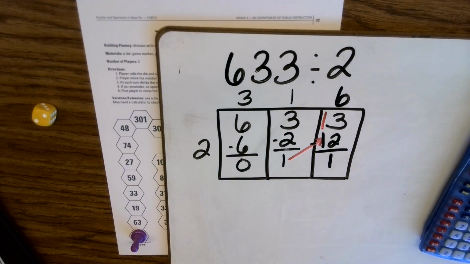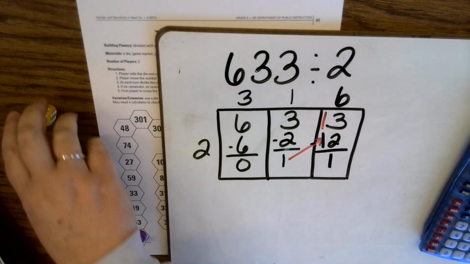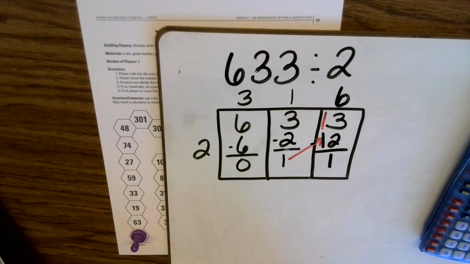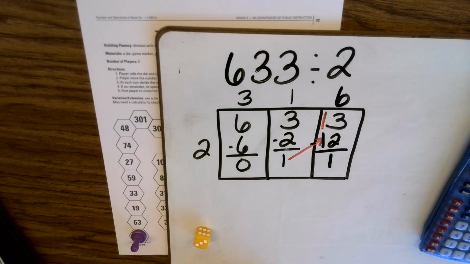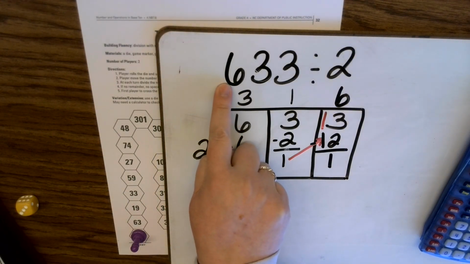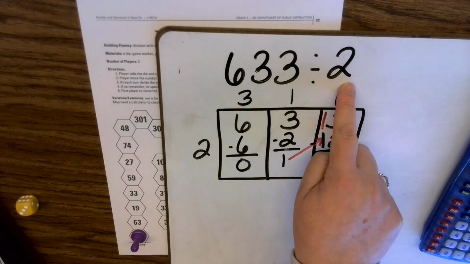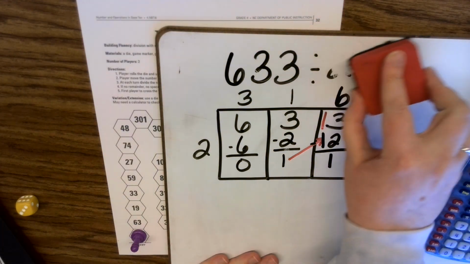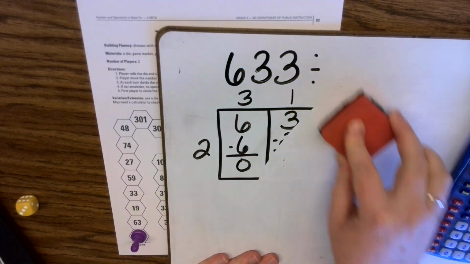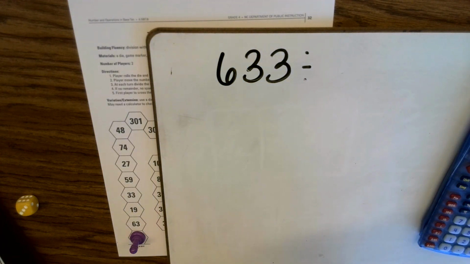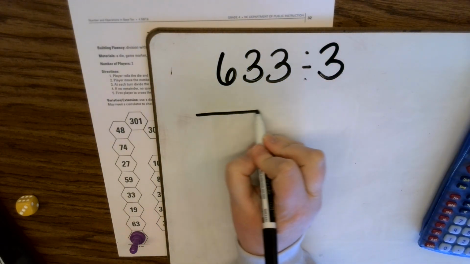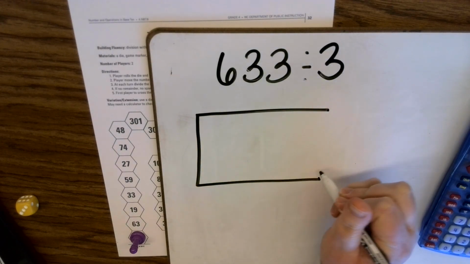Okay, so now here comes partner 2. They are going to roll their die. And look, they rolled a 3. So now they're actually going to do the same thing. 633 divided by 3. Everybody starts by doing 633 divided by something. Since they rolled a 3, they're going to divide by 3, and they're going to solve that problem.